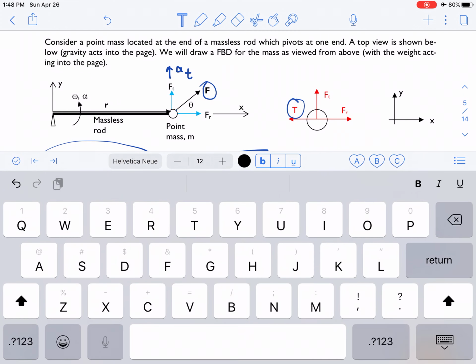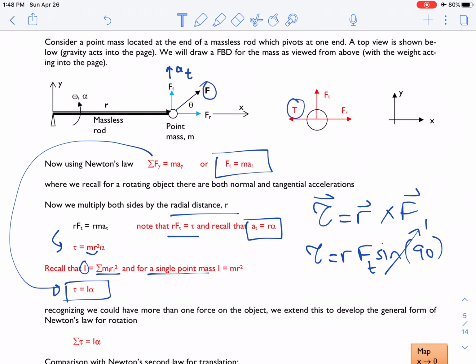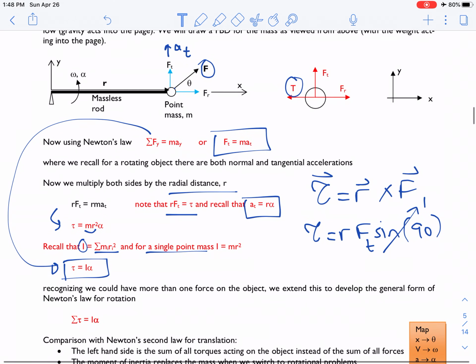If we want to be more specific, instead of having just one torque, maybe we'll have a bunch of them and we need to find a net torque. So what we will do then is sum up all the torques and make it equal to moment of inertia times the angular acceleration. That is the general form. That is Newton's second law in rotation form.